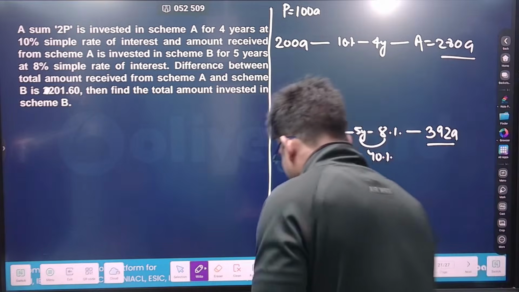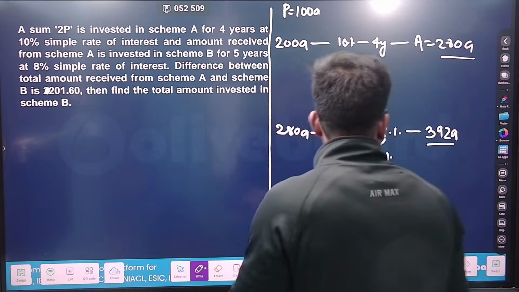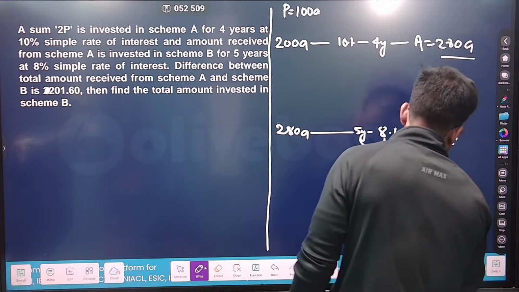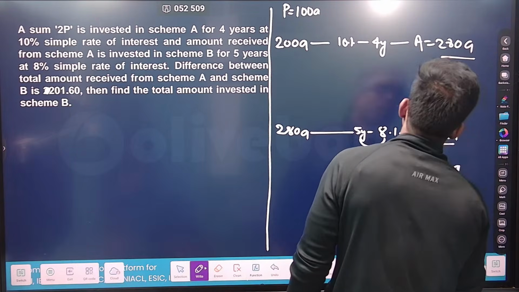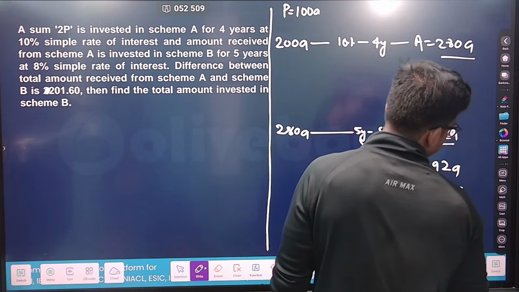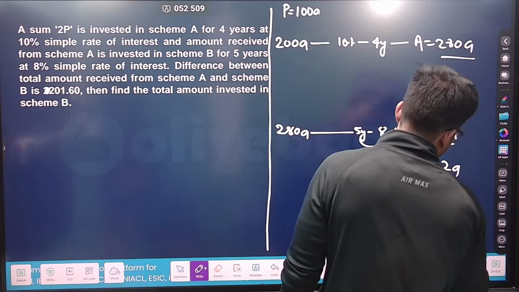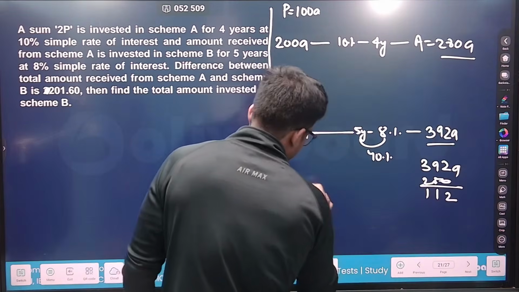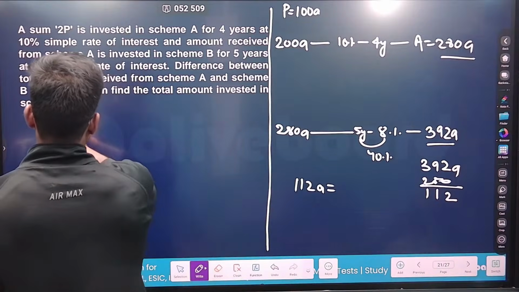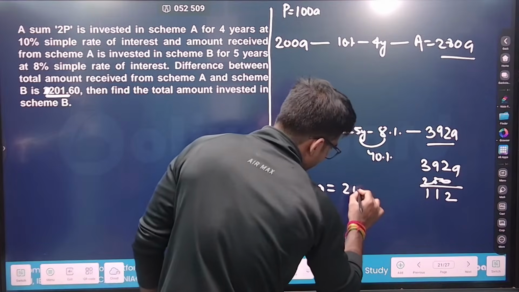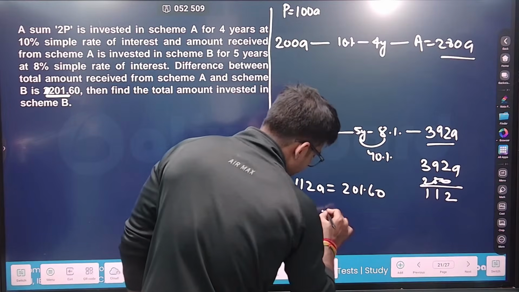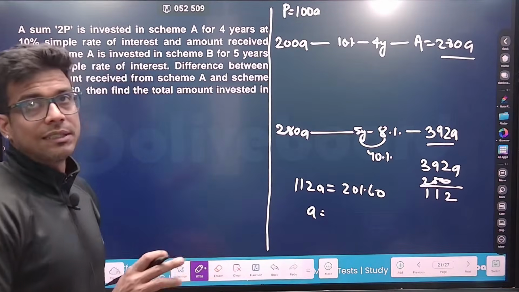Have you guys understood? Good morning. What is the difference here? So you will say 392A minus 280A, correct? This would be 112A. So the difference according to you is 112A, but according to the question it is 201.60, correct? So you can figure out the value of A from here.